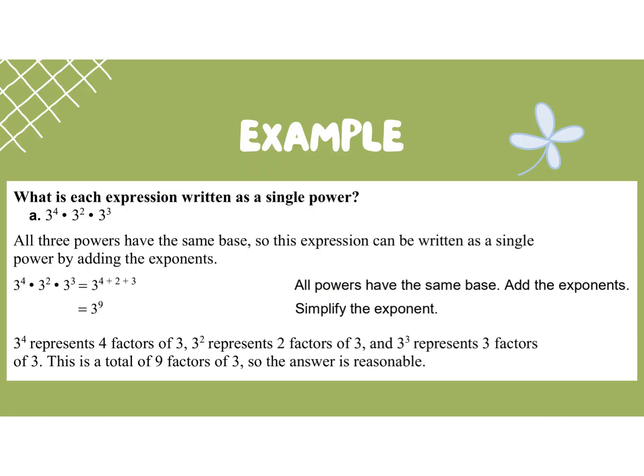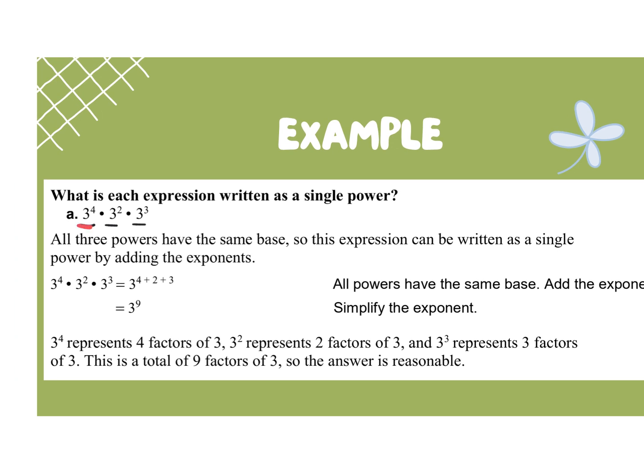So this is the exact idea that I was highlighting before. If I have 3 to the 4th times 3 to the 2nd times 3 to the 3rd, well, I know 3 to the 4th is the same as 3 times 3 times 3 times 3, 4 times. I know 3 to the 2nd is 3 times 3, and 3 to the 3rd is 3 times 3 times 3. So if you count all of these 3s, there's 1, 2, 3, 4, 5, 6, 7, 8, 9. There's 9 3s, so this is the same as saying 3 to the 9th power.